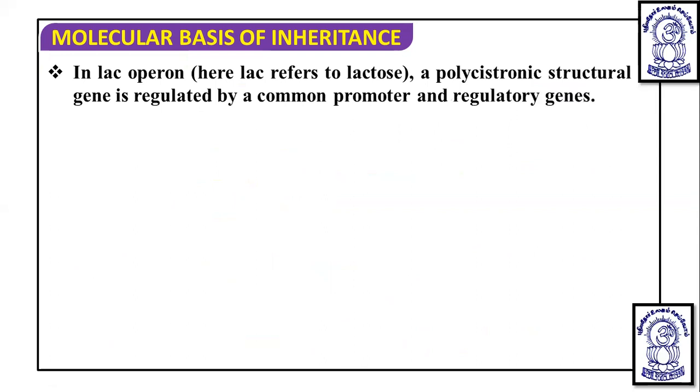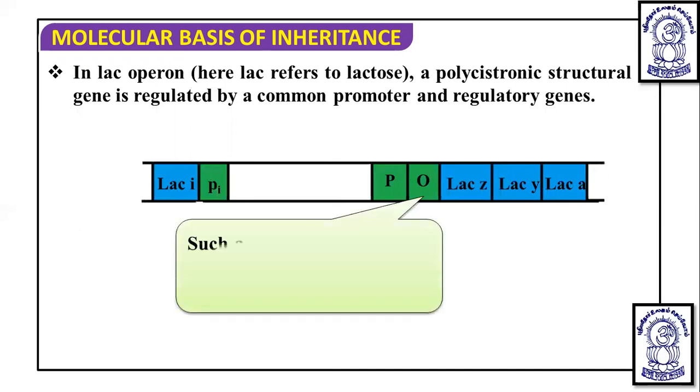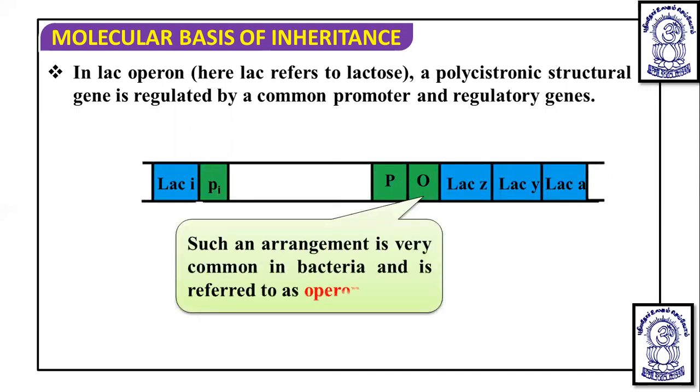Now in this lac operon, a polycistronic structural gene is there. Means they are going to synthesize a polycistronic mRNA, and a polycistronic mRNA carries information for many polypeptides, many enzymes or many proteins. So when multiple structural genes are regulated by a common promoter and regulatory gene, it is known as a polycistronic structural gene. Here you can see the arrangement of genes, and such an arrangement is very common in bacteria and is referred to as an operon.